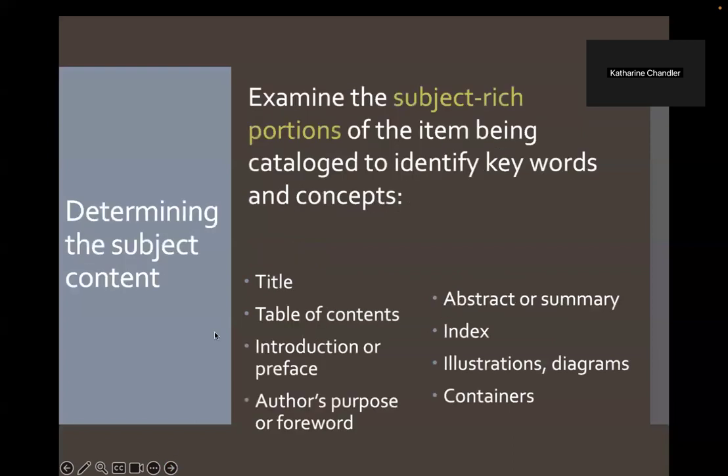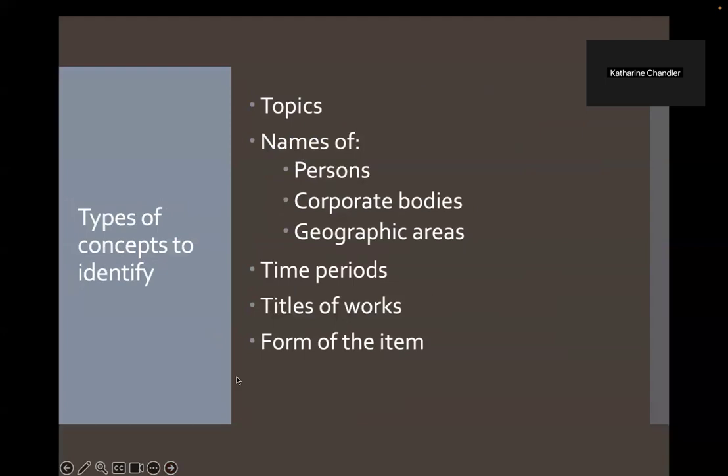So determining the subject content means examining the subject-rich portions of the item being cataloged to identify keywords and concepts. So you look at the title, the table of contents, the introduction or preface, the author's purpose or foreword, the abstract or summary, the index, the illustrations, diagrams, and also the containers that hold the item. Types of concepts to identify are things like the topics, the names of persons or corporate bodies or geographic areas, time periods, titles of works, and the form of the item.